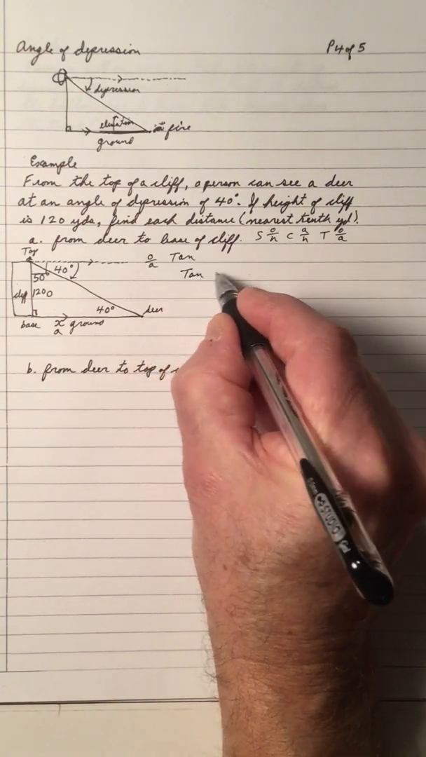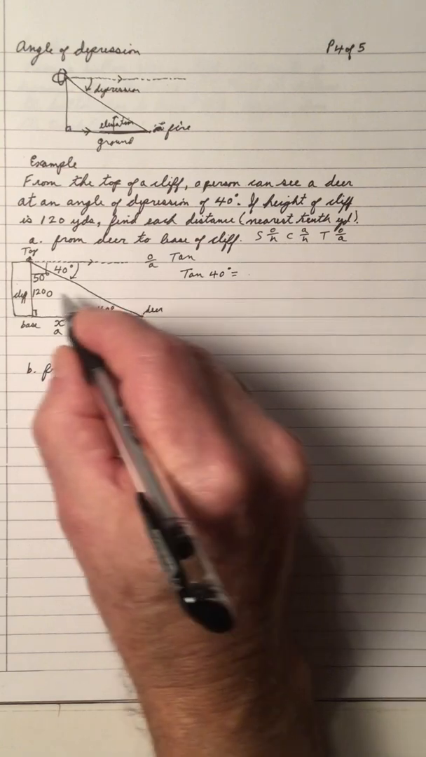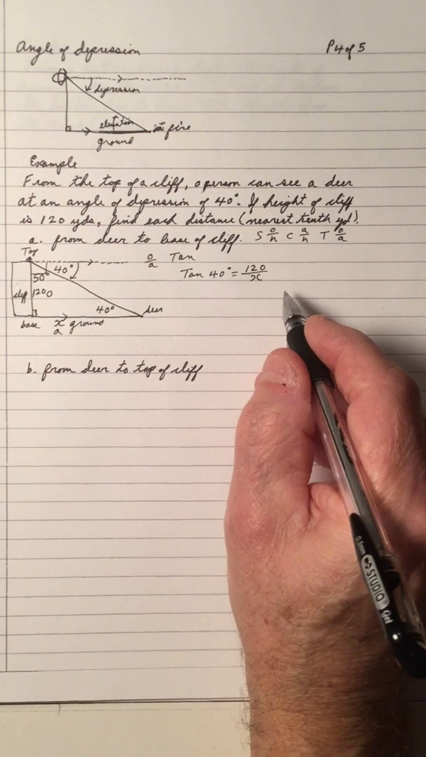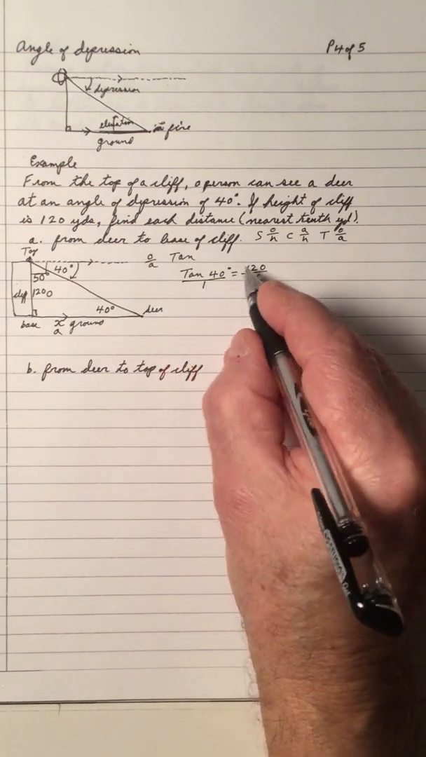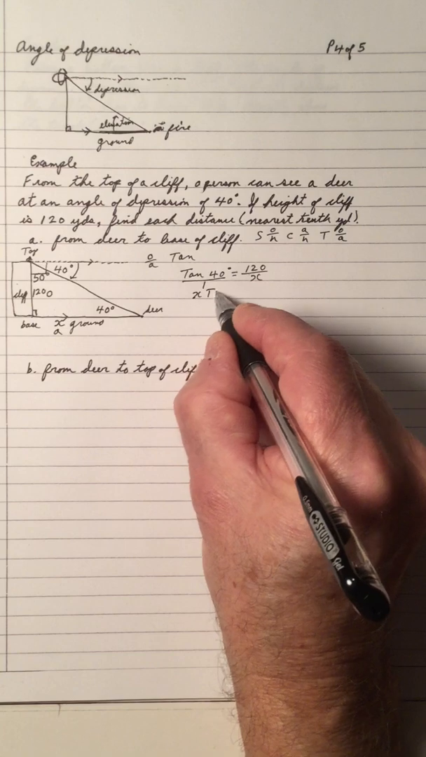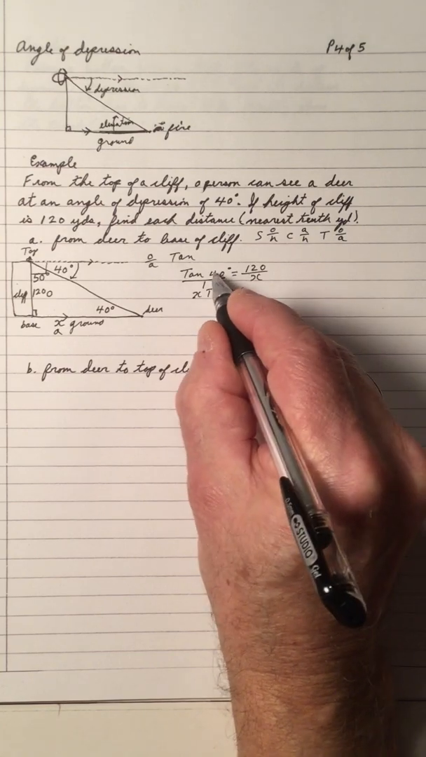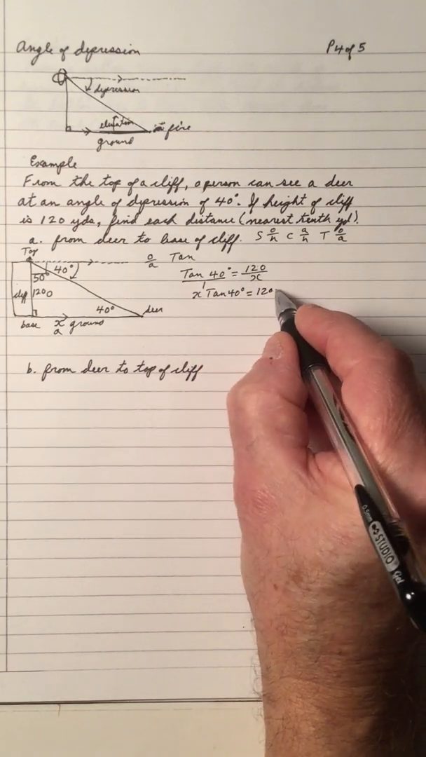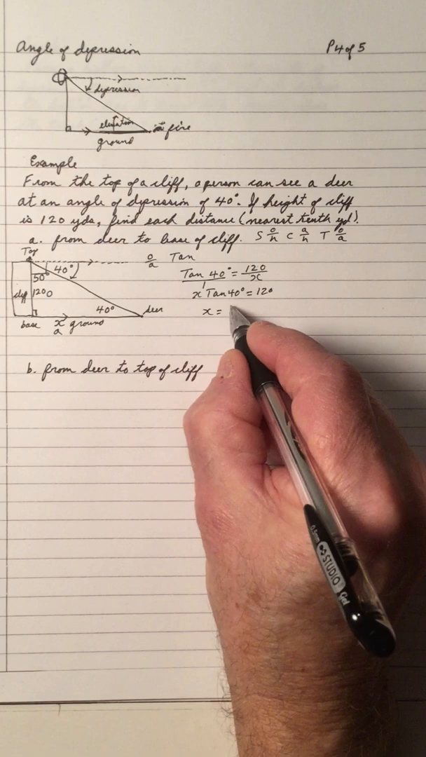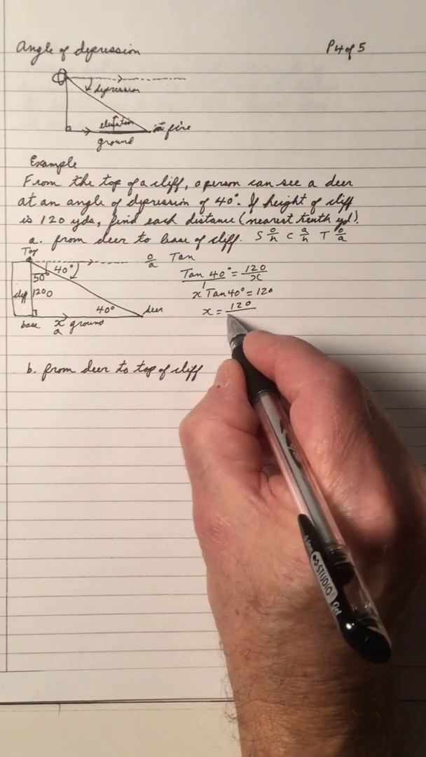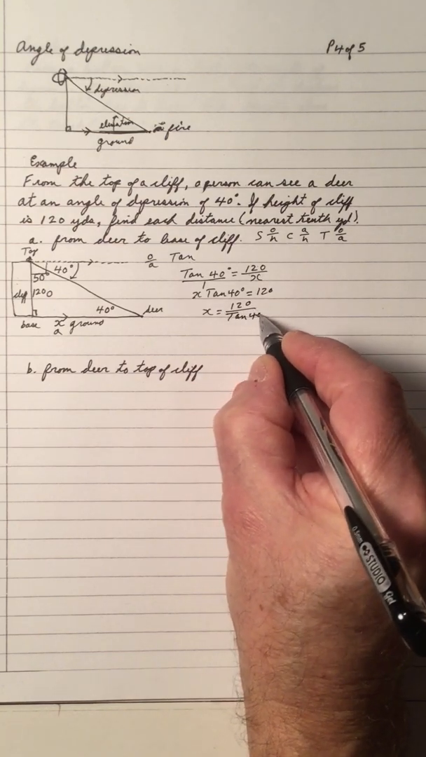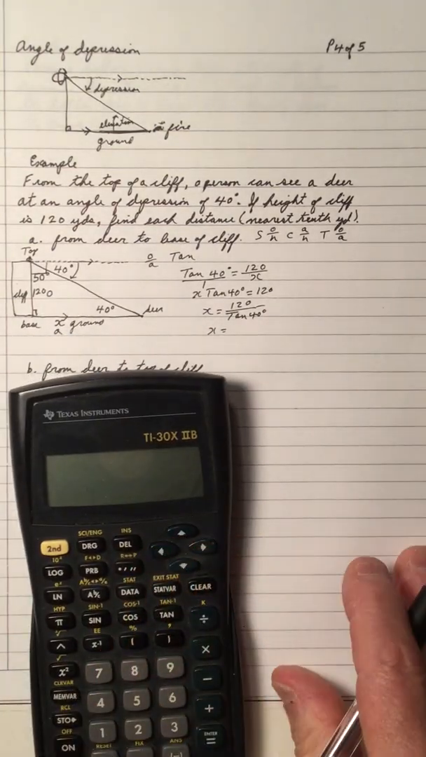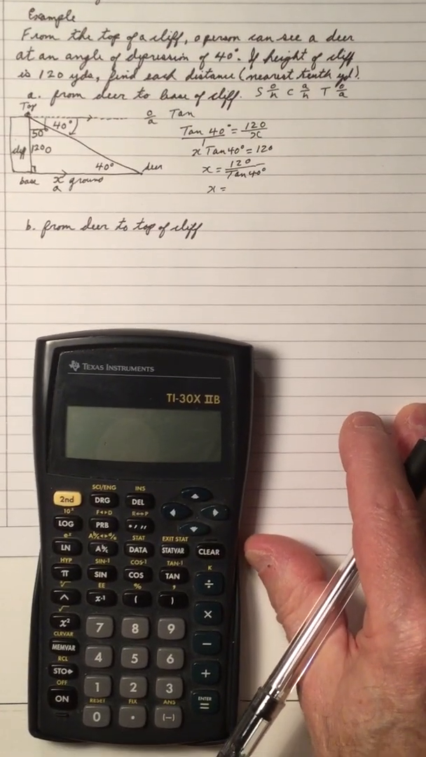So the tan of the 40-degree angle is opposite, which is 120, over the adjacent, which is x. Put it over 1, cross multiply: x tan 40 equals 1 times 120, 120. Therefore, x is equal to 120 divided by tan 40 degrees. And bring my calculator in. I'm going to push this up a bit so you can see it.